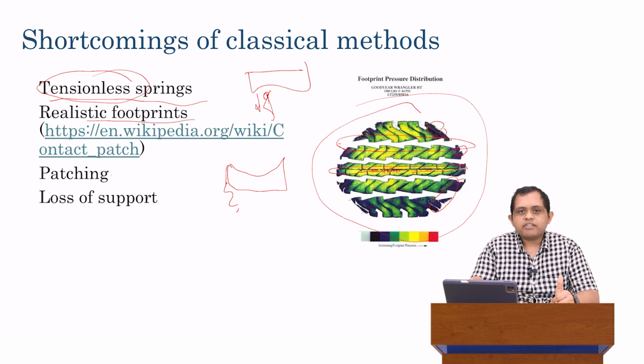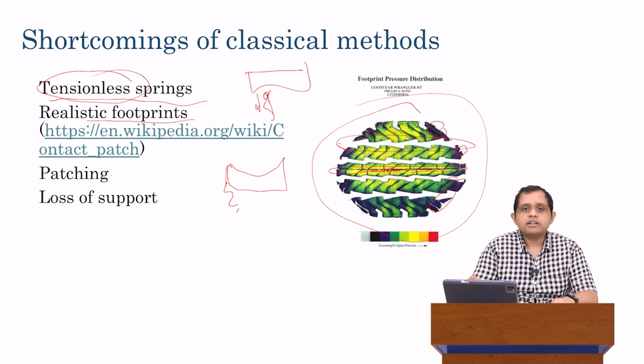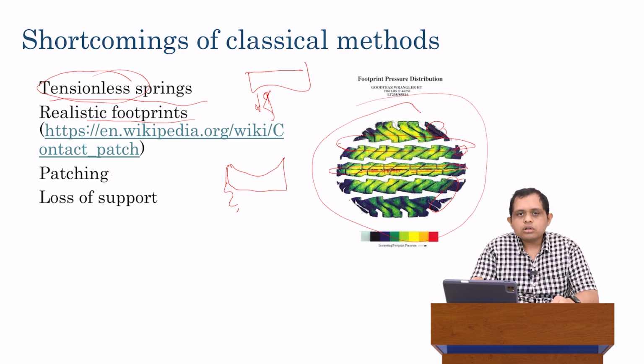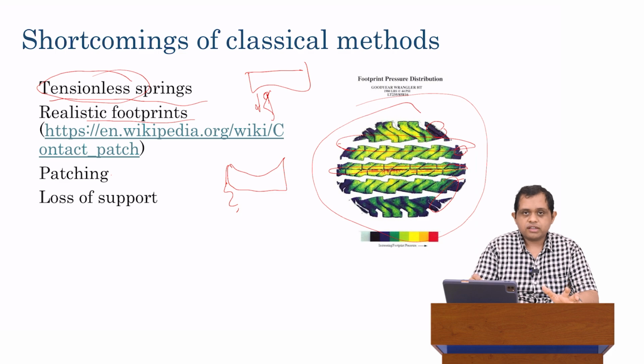Compare this to the Westergaard solution or the solution from the improved solutions of Westergaard's theory, where we can have a circular load, or at best we can have a square load. I think you'll clearly agree with me that this is definitely not nearly close to what we see in reality. Another shortcoming, which I had already talked about, is patching.